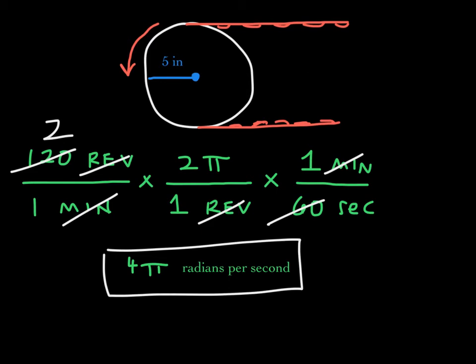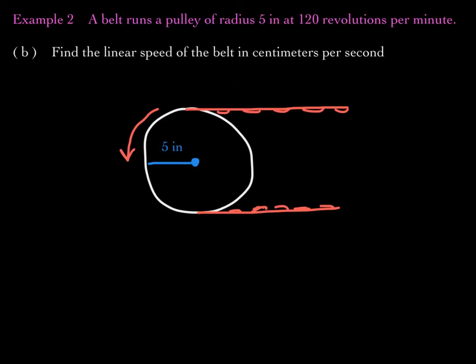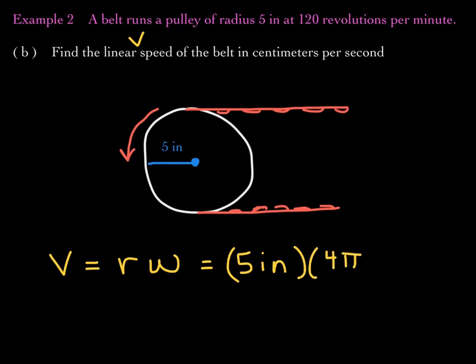Cool. Let's do the second part of this problem. The second part says find the linear speed. Remember, linear speed, just as a reminder, is v, right? Find the linear speed of the belt in centimeters per second. Now, remember this formula that the linear speed is equal to the product of the radius and omega, which is the angular speed that you and I just found in the previous part. So therefore, the linear speed is equal to the product of 5 inches times 4 pi radians per second.